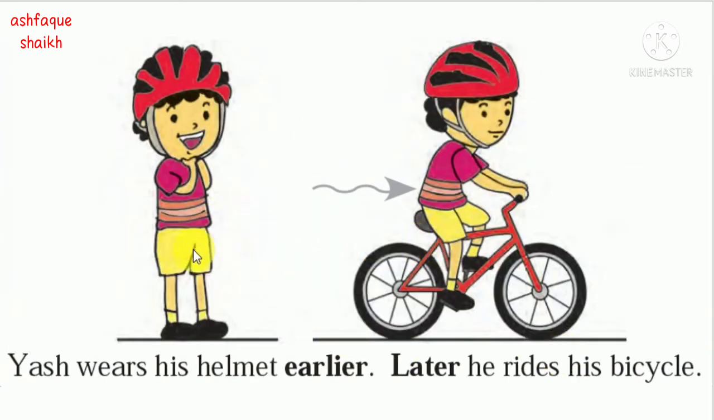Now in this picture you can see boys, one is riding a bicycle and one is standing with a helmet on his head. It is given Yash wears his helmet earlier, later he rides his bicycle. What you can see at your home, that your father, when he is going out, he wears his helmet. Yes or no? Yes, he wears a helmet and then he rides a motorbike. So similarly it is given Yash wears his helmet earlier, then later he rides his bicycle.